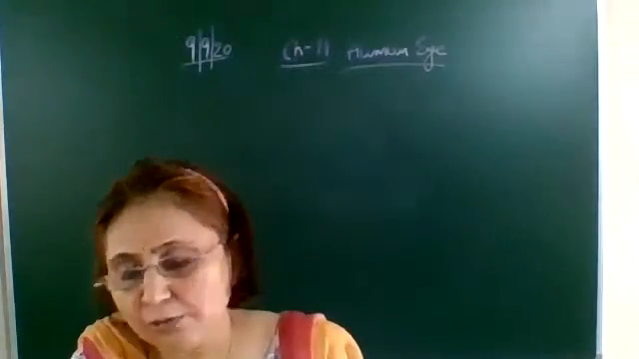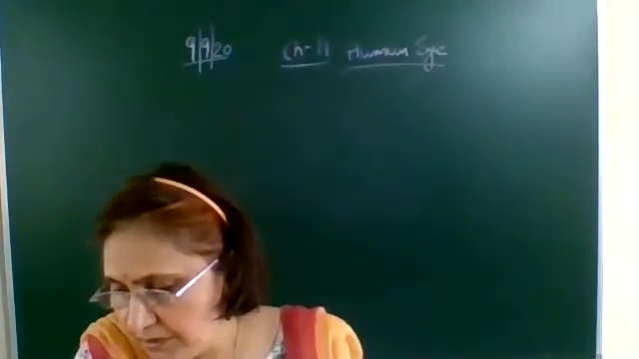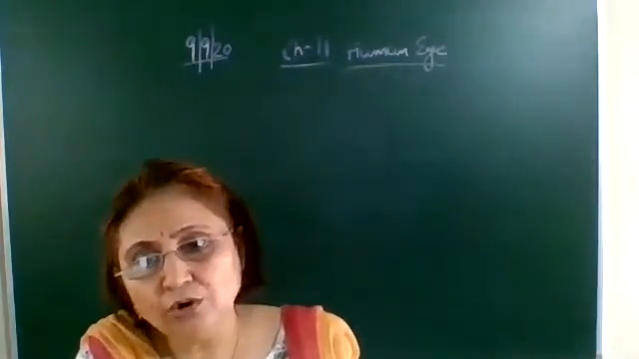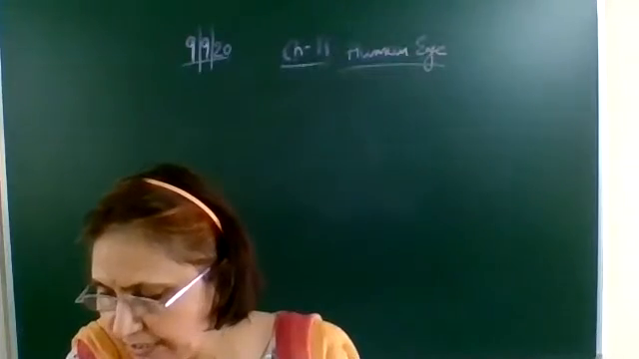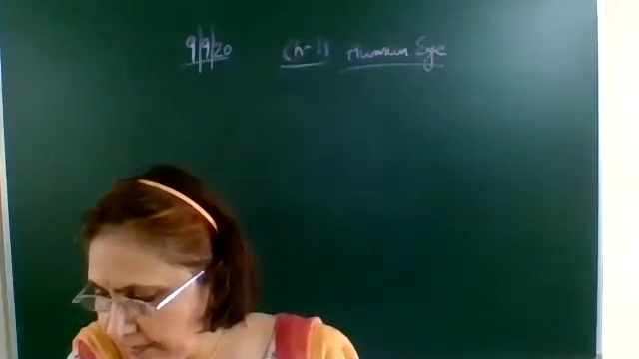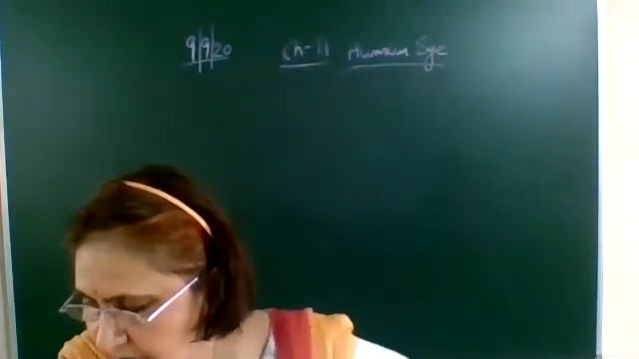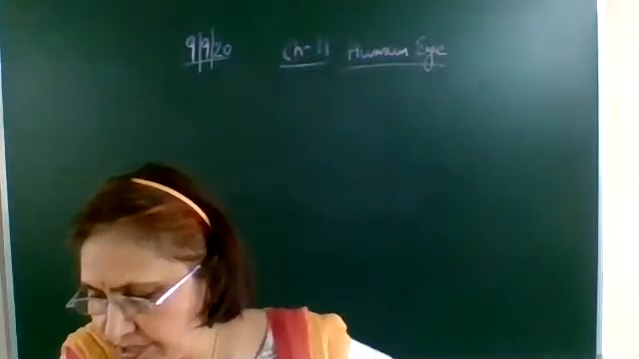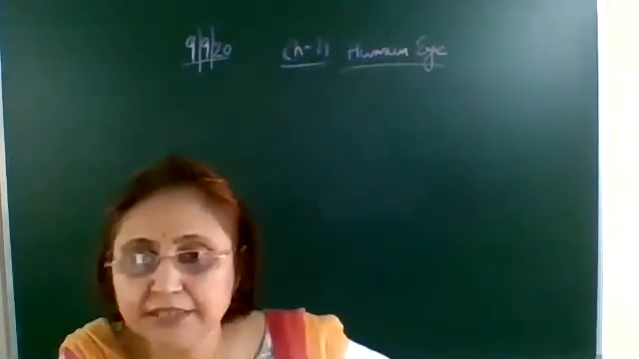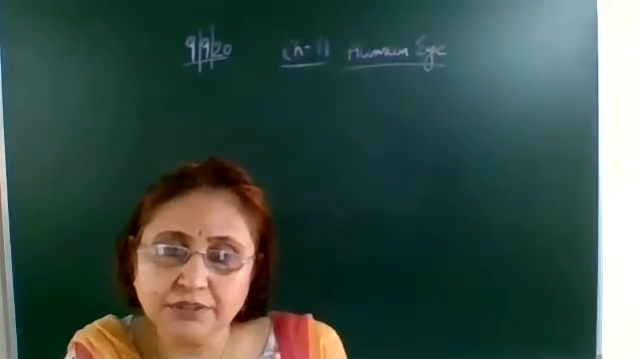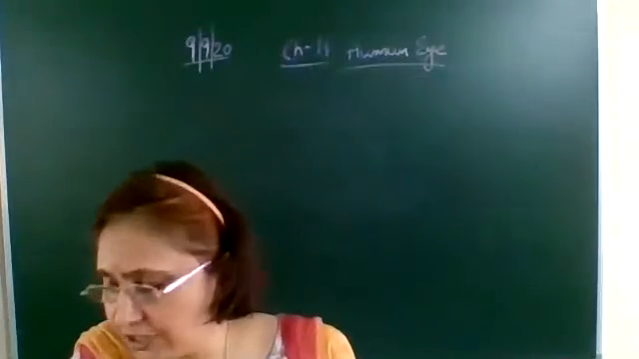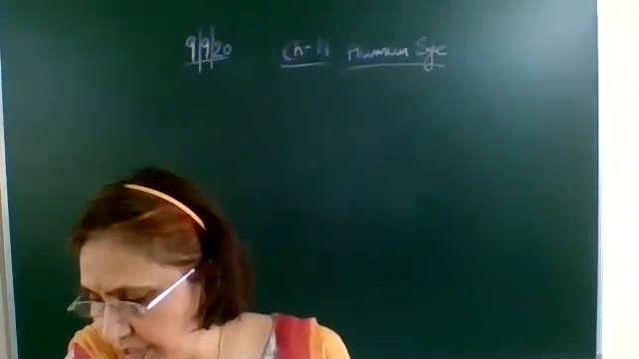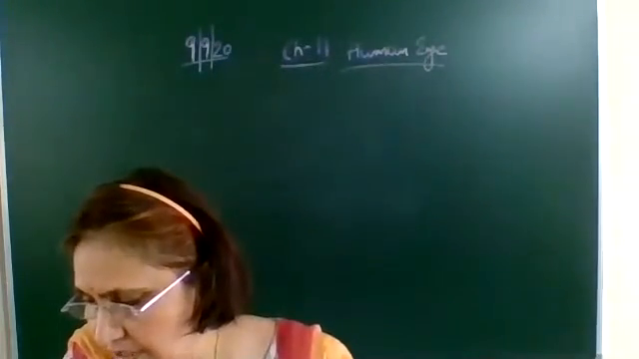So next part, write down pupil. Write down, it is a small hole in the iris through which the light enters into the eye.